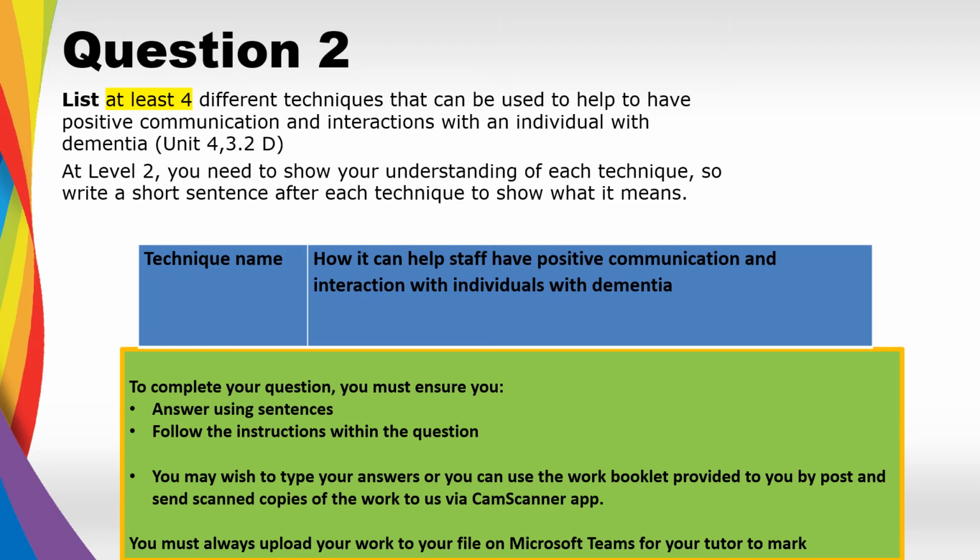And you'll see just below here, I've put the top of the table that's in your workbook. So on the left hand side, you need to write the technique. And on the right hand side, you have to show your understanding by saying how it can help the staff have positive communication and interactions with the individuals with dementia.